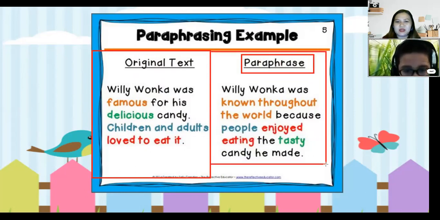Okay, can you please read? Willy Wonka was known throughout the world because people enjoyed eating the tasty candy he made.